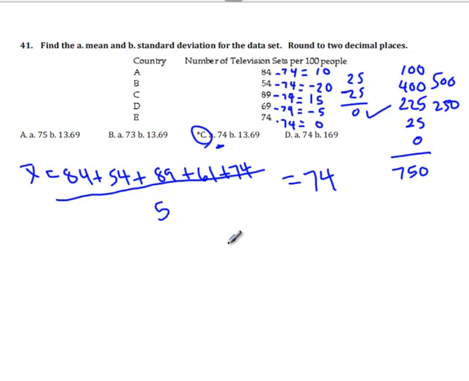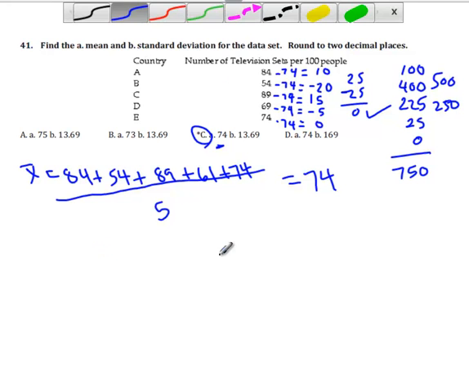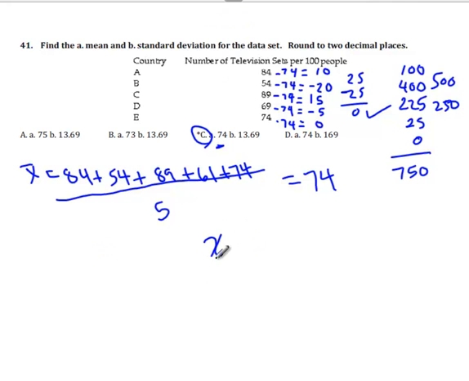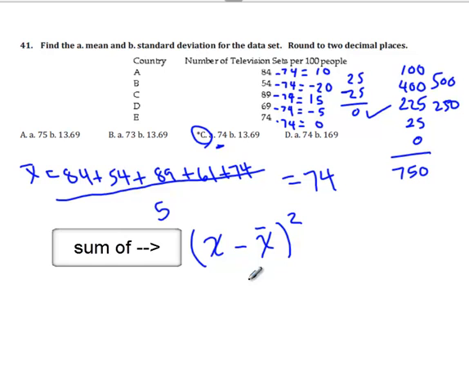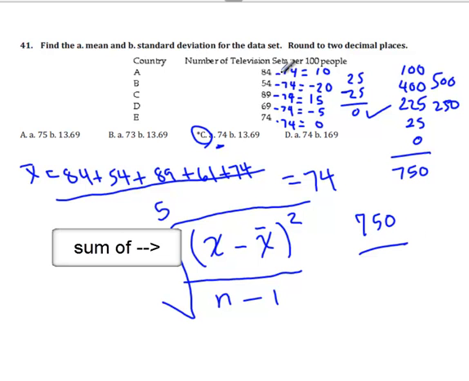That's the squares. So remember, for the standard deviation, we're going to take each item, subtract the mean from it. We're going to square that. We're going to divide it by n minus 1, and then take the square root of that. So we're going to take our 750, and instead of dividing by 5, we're going to divide by 4. And that's going to give me 750 divided by 4.